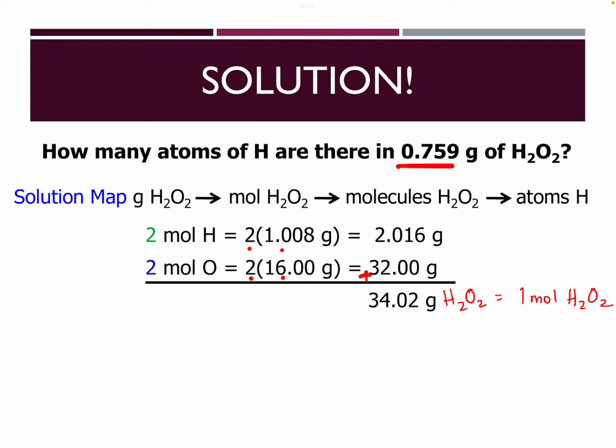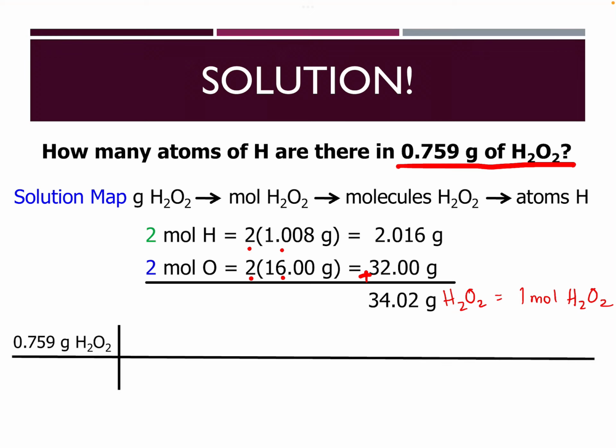All right, so let's set up our train track. We're starting with 0.759 grams of hydrogen peroxide, so that goes in the beginning of my train track. Remember, our units cancel down and to the right, so grams of hydrogen peroxide has to cancel grams of hydrogen peroxide. So our molar mass will go on the bottom, and 1 mole will go on the top. Okay, we'll make sure our units cancel, and then see where we're at.